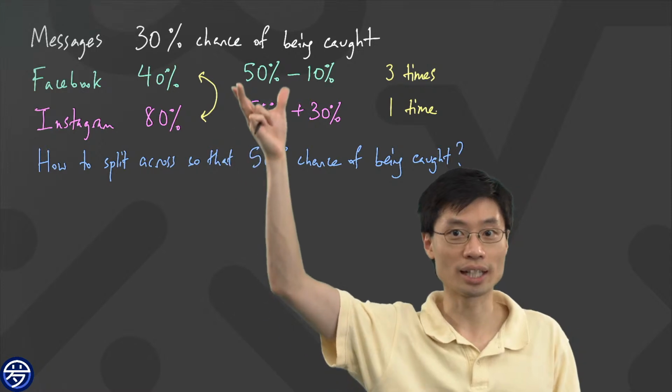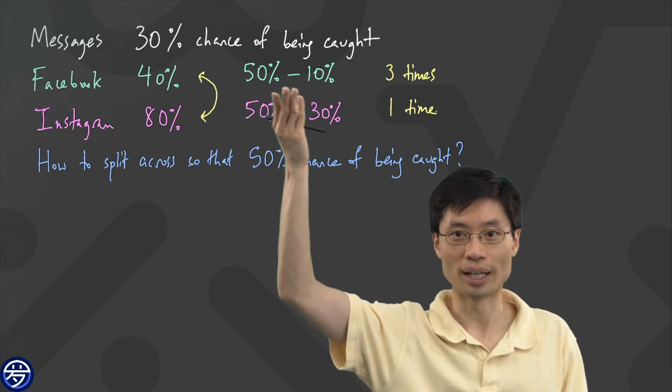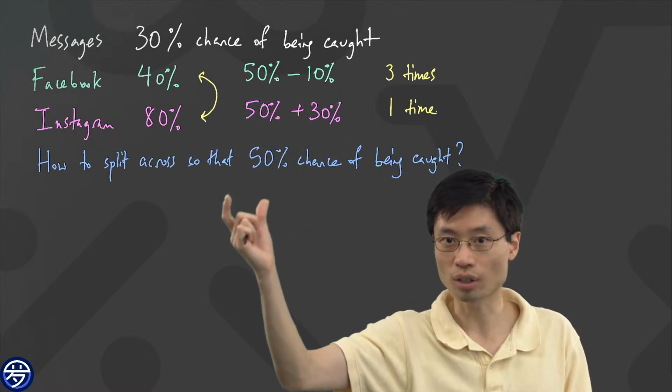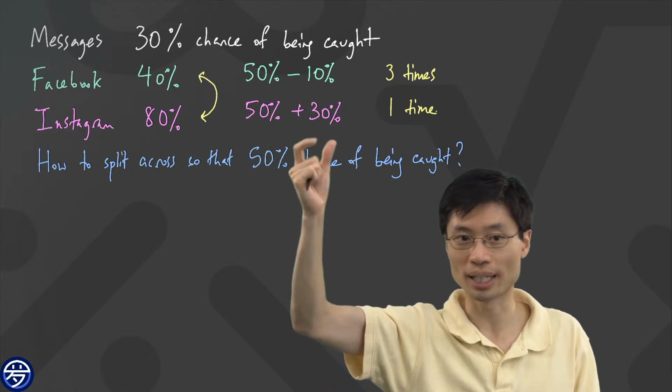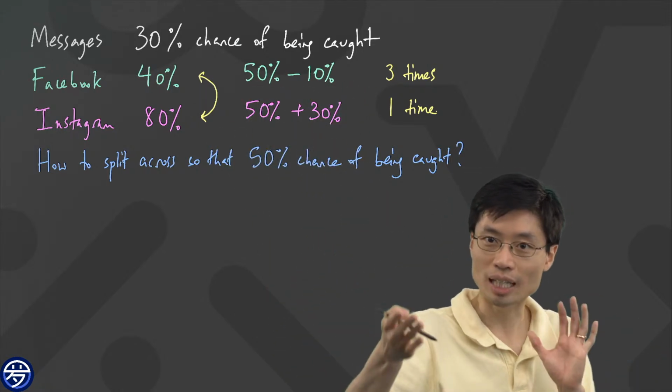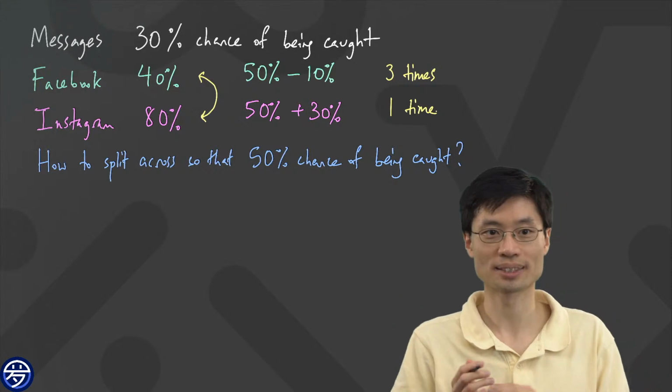And now you see how I like to do this. I like to write the thing you're looking for, the 50%, minus and plus. So it's very clear how many times you do the minus and how many times you do the plus.